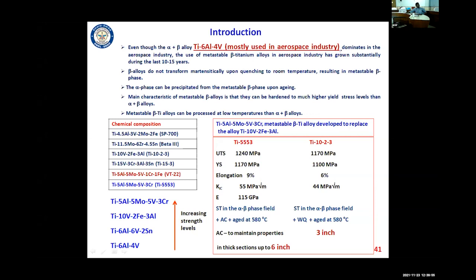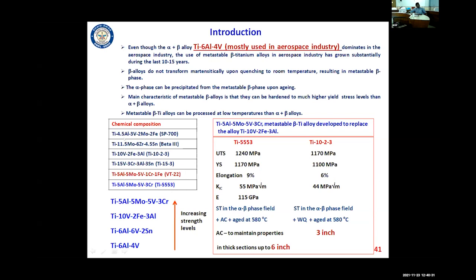But in the last 10 to 15 years, the use of metastable beta titanium alloys has grown in the aerospace industry, because they possess high strength, very good fatigue properties, better hardenability, and also good fracture toughness. These alloys will not transform to martensite at room temperature, which results in only the metastable beta phase. And the alpha phase can be precipitated from the metastable beta phase upon aging, as I mentioned. These can also be processed at lower temperatures than the alpha beta alloys.